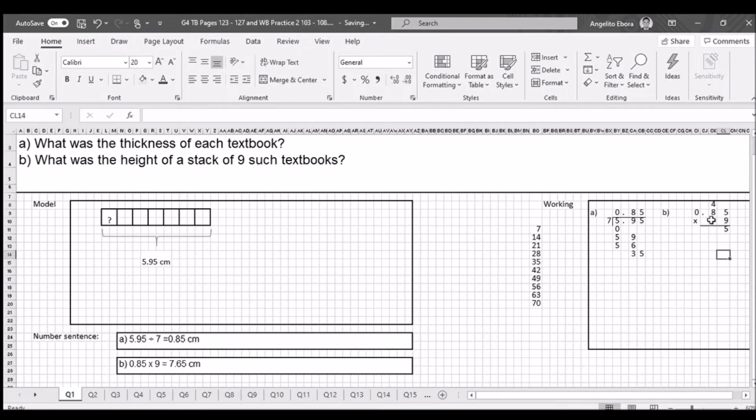So 9 times 8 is 72, plus 4 is 76. Again, you can't put two digits in one decimal place. So 76, 6 here, and 7 on top of the ones place. So 9 times 0 is 0, plus 7 is 7. Then you have the decimal here, put the decimal here. Okay, so the answer is 7.65 centimeters.